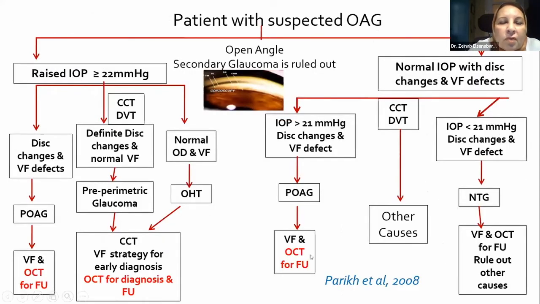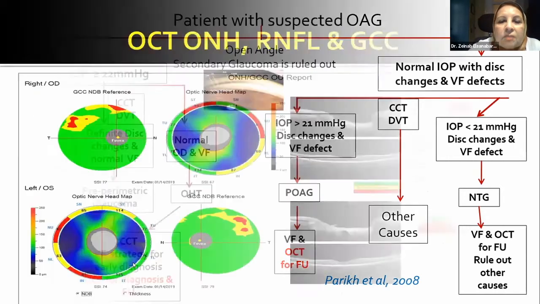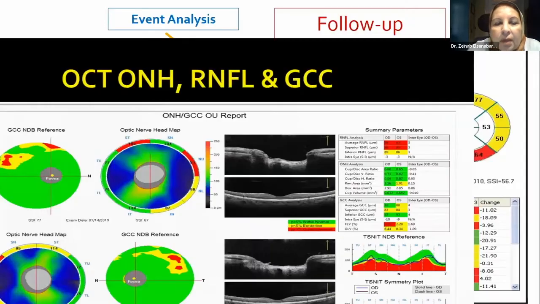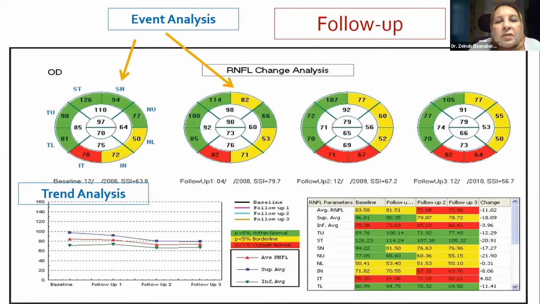Again, if we go for the scan, we'll go to the OCT. The OCT is very important for diagnosis by measuring the optic nerve head parameters, looking for the cup-to-disc ratio, the rim area, and the retinal nerve fiber layer thickness in the peripapillary area in each sector, average, inferior, and superior, and the ganglion cell complex for focal affection, and also for the average, superior, and inferior. Also, again, follow-up is very important.